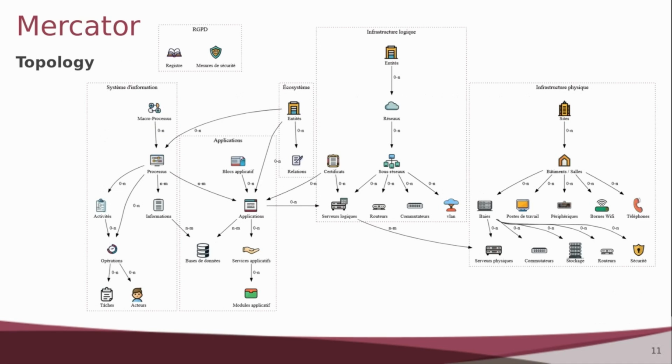And then this describes the topology of the system. In the center, you have your information system with its relations. The entities use main processes or support processes, where you have activities, operations, tasks, and information. These processes use applications that use databases. You have a link back with information. The applications are on logical servers. In the logical view, you have subnetworks and network entities, and the logical server is in a physical server. It is located in a bay, in a building, on a site where you have all your physical infrastructure.